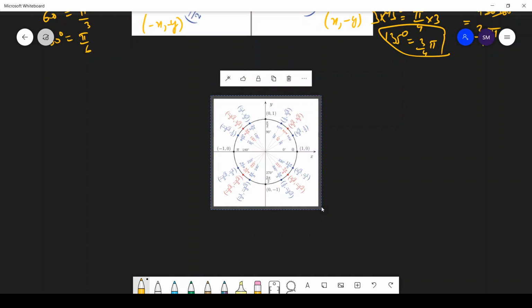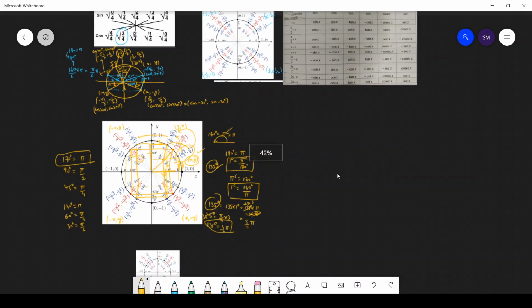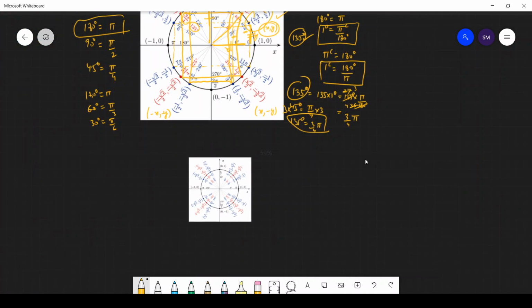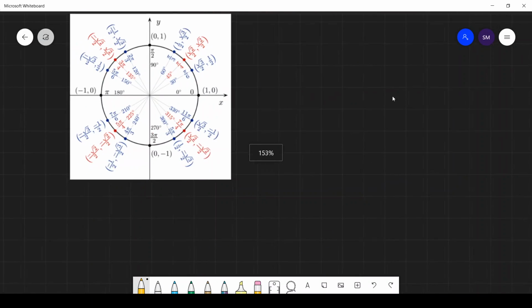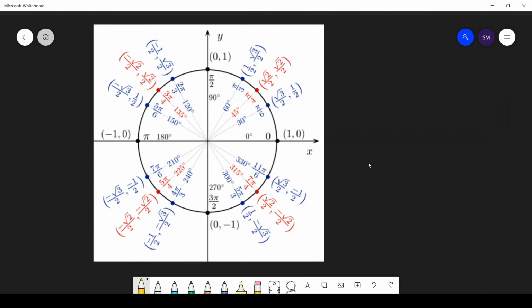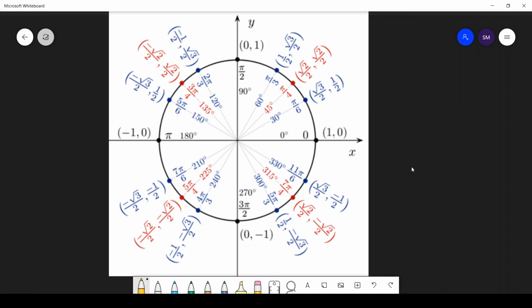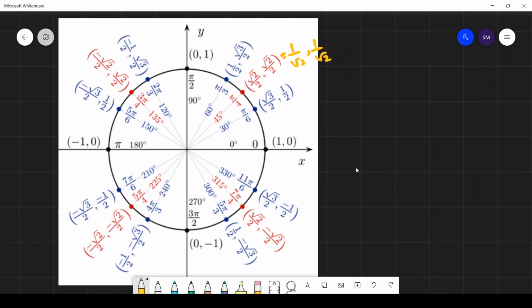You can take a snapshot of it if you would like. You can Google it and you will find it on the net also. Here we can further simplify it: this 1 by root 2 and this 1 by root 2. I hope you have understood this, students. Got it?